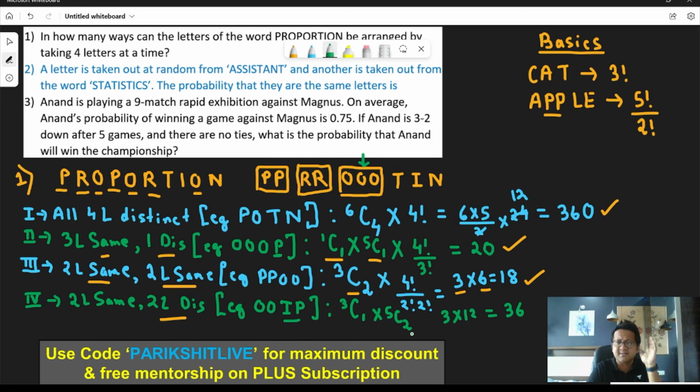Let's say you selected 2 R's. So R is gone. 5 are remaining. P, O, T, I, and N. Among the 5, select any 2. So 3C1 into 5C2, correct? Into, let's do the calculations.